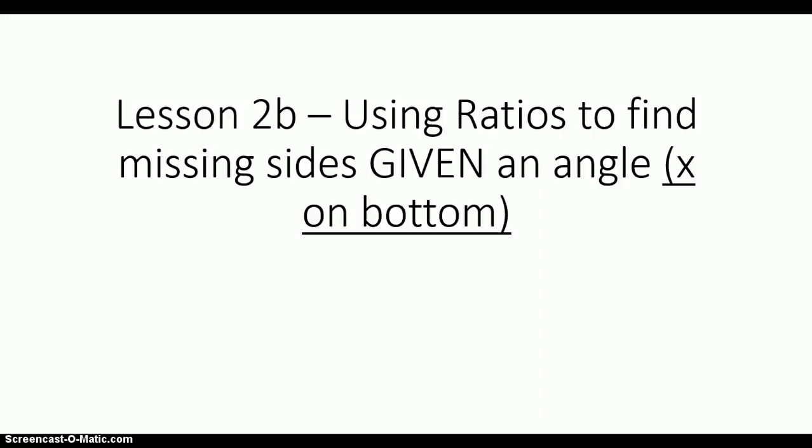This video is on using the ratios to find a missing side. And this particular video will be on when you find x on the bottom, or the variable on the bottom. So I hope you've had a look at 2A and managed to have a crack at a few of those questions, because this video builds on a few of those concepts.